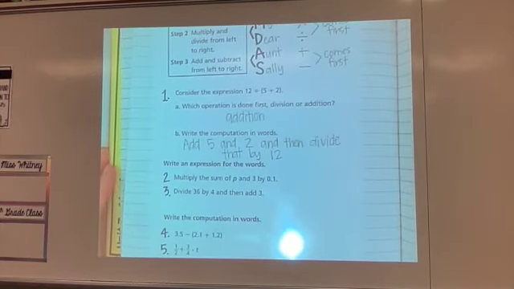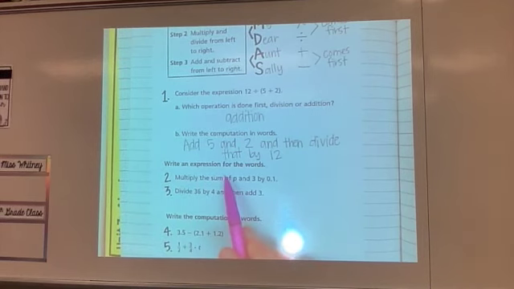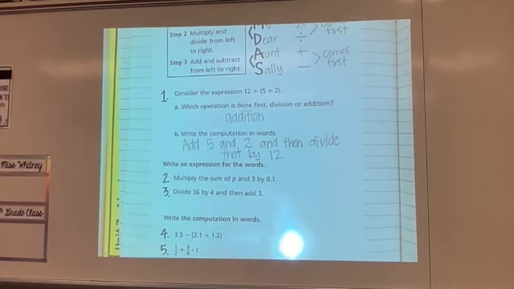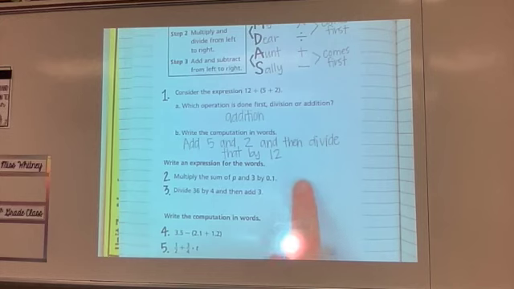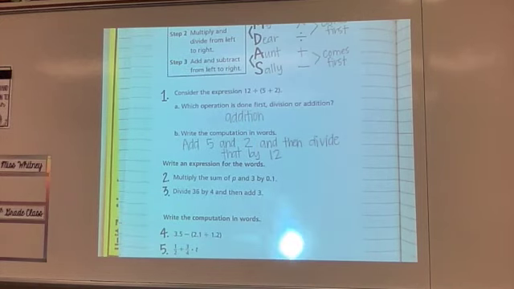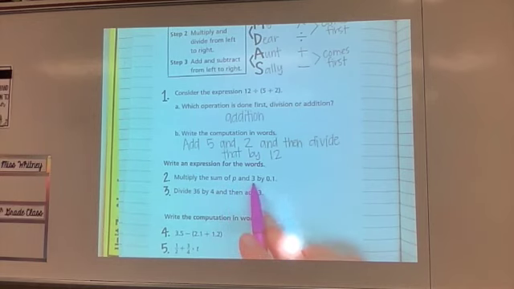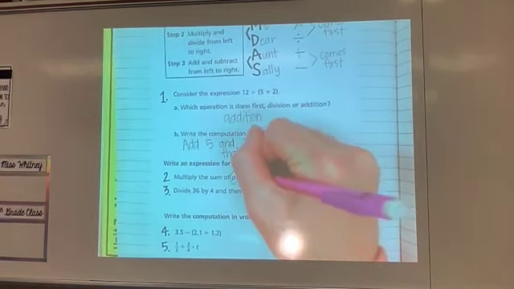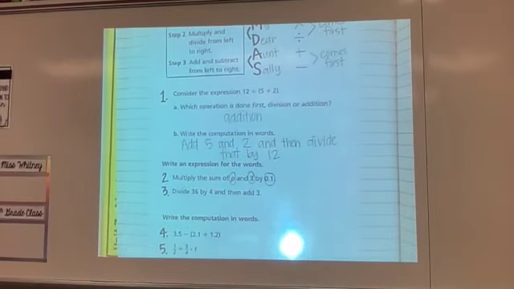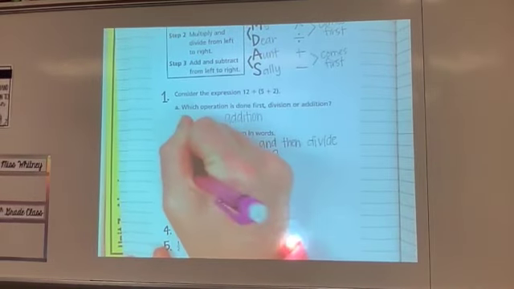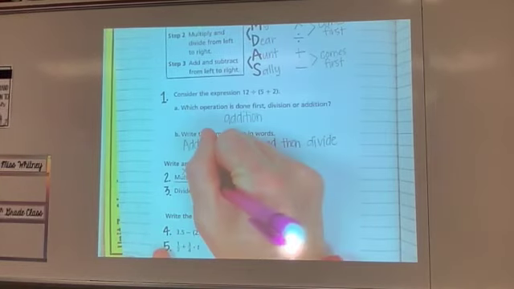The next section says, write an expression for the words. Okay, so they're going to give me the words. I have to write it down with numbers and symbols. So multiply the sum of P and 3 by 0.1. All right, we have 3 numbers here. And I have 2 key words. I have multiply, which I know that means to multiply, and I have sum.